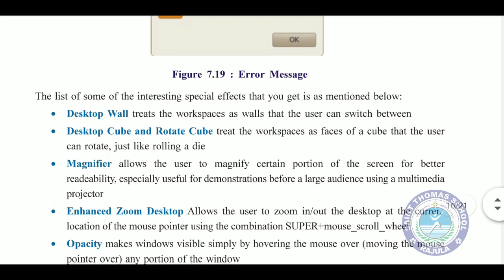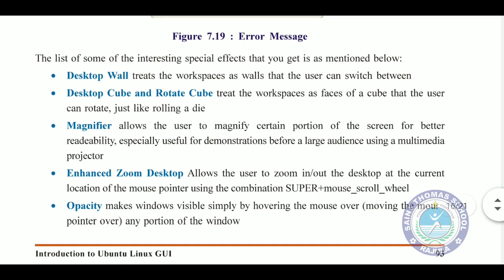Then some of the extra effects, the interesting special effects mentioned here, that we are going to see. The first one is the desktop wall. It will treat our workspace area as a wall, and the user can switch between. Then the next option is the desktop cube and rotate cube. This treats the workspace as the faces of a cube. Cube we have already seen. How we rotate or move the cube, the same way the user can rotate it, just like rolling a die, our workspace. Next is a magnifier.